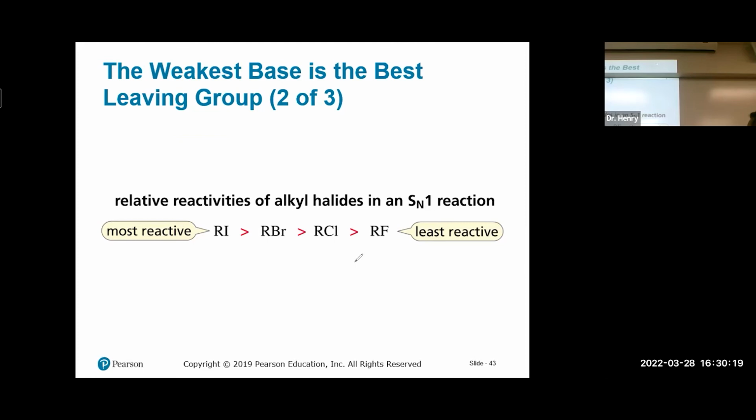In the case of our SN1 reactions, these are going to be the relative reactivity of the alkyl halides. The most reactive is going to be RI, then RBr, then RCl, then RF. RF is going to be least reactive. So the general trend is the same as the case that we saw with SN2, consistent. The bigger you are, the easier it is for you to react.